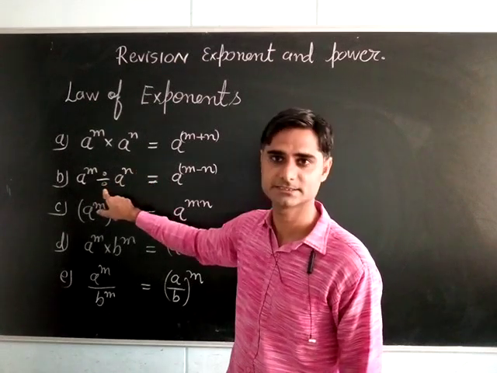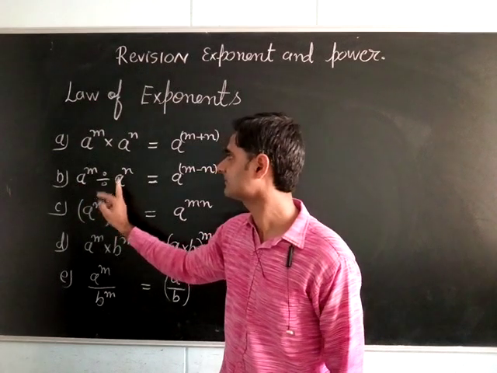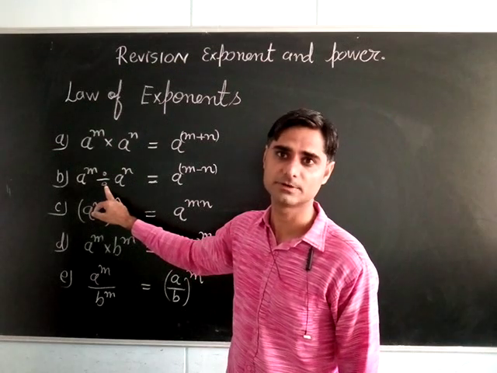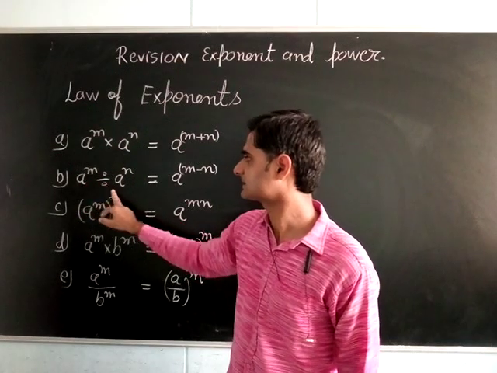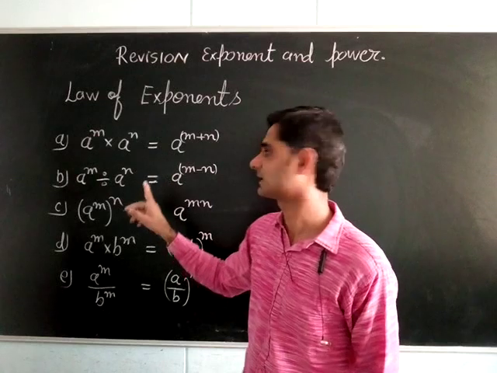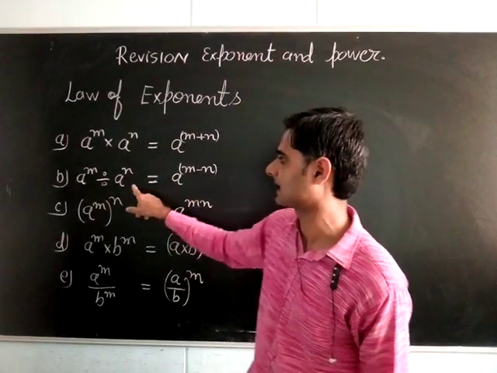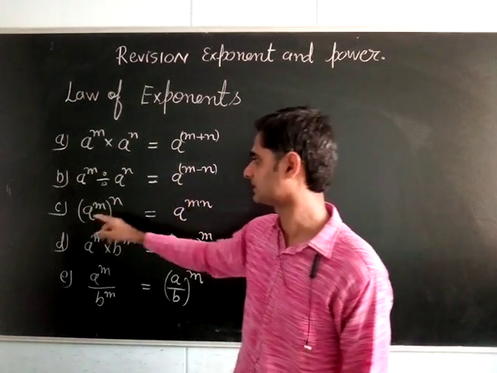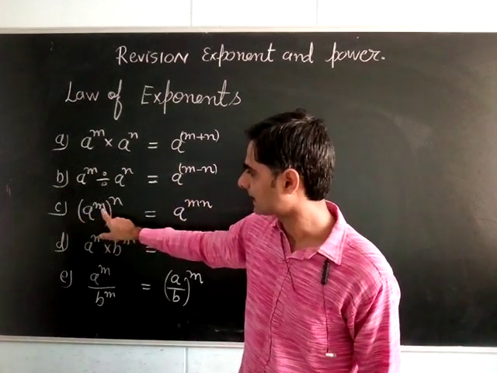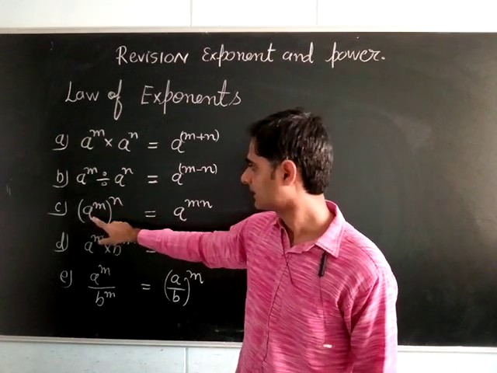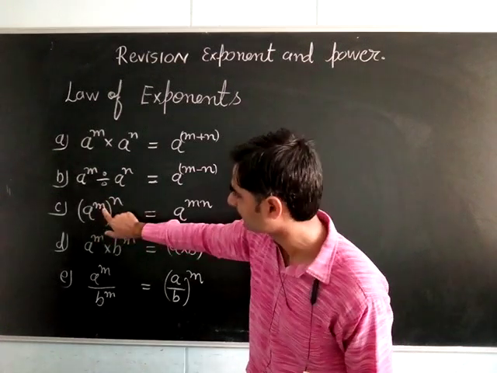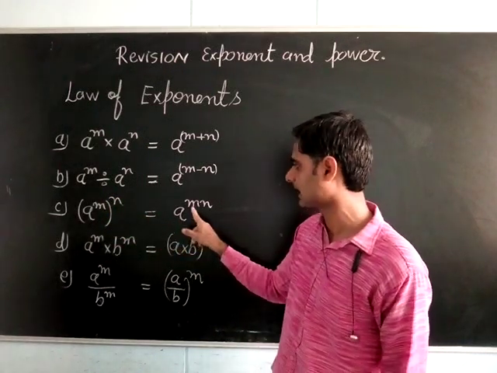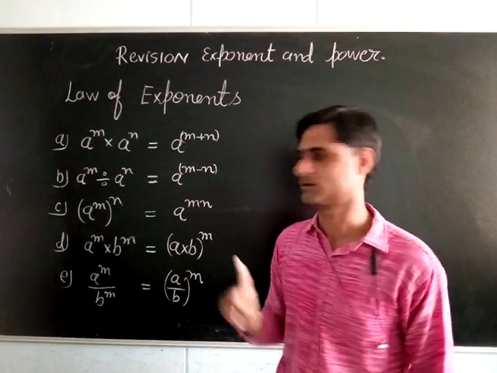Similarly, now here a power m divided by a power n. Here the division sign is there. Bases are again the same, but this time they are in division. If bases are same, the power will be subtracted. So a power m minus n will come. Base we will take common and power will be changed. Next, a power m whole power n. When power on power is given, they will be multiplied to each other. A power m multiplied by n will come.